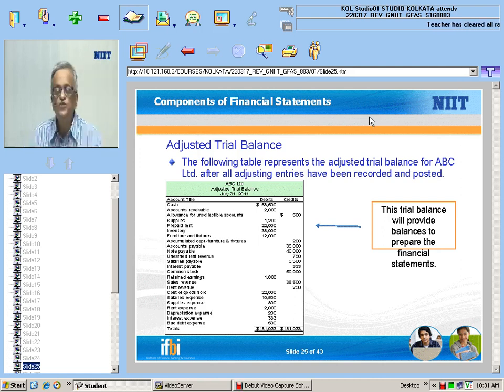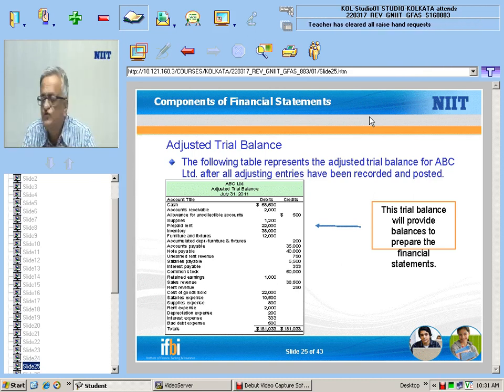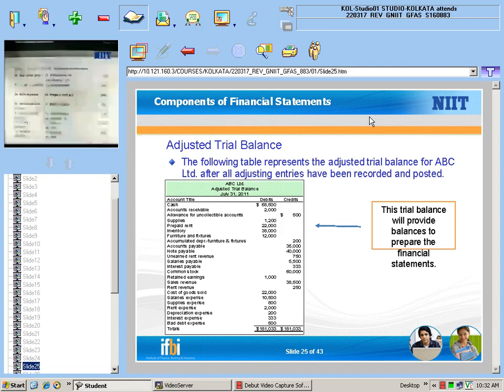Okay. So various items are there. As you can see, bad debt expenses right at the bottom of the adjusted trial balance. From the bottom, bad debt expenses, interest expenses, depreciation expenses, rent expenses, supplies expenses, salary expenses, allowance for uncollectible items. Various items have been taken into account for this purpose. So please see the whiteboard. I will show you in detail what are the items which are taken into account.